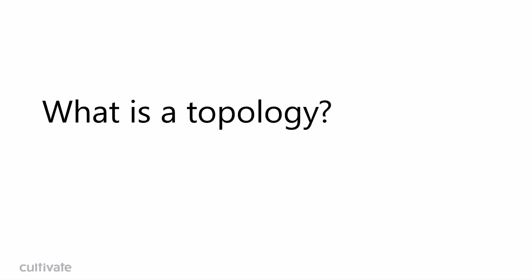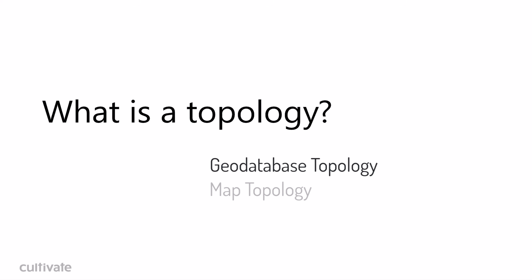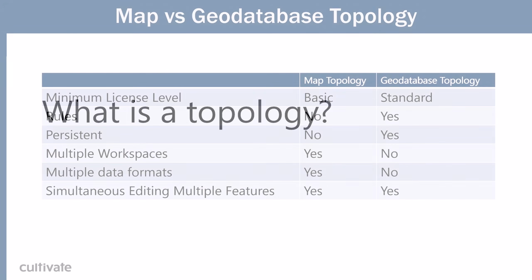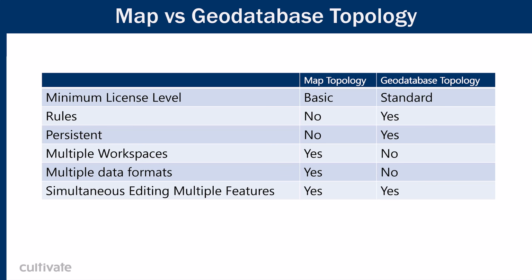so that we don't introduce errors into our data with gaps and unexpected overlaps and those kind of things. In ArcGIS, we have two types of topologies that we can use. We have the Geo Database Topology and we have the Map Topology. And each has its own use case, and we'll talk about that now.